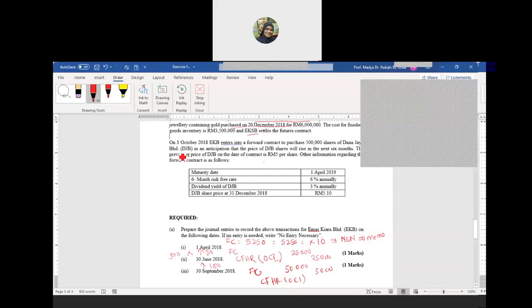Okay, so we try to look at this one. This is a statement without a question, but we just want to calculate the forward price only. We don't know what the question is, because A and B are related to the cash flow hedging. But we just want to try to answer this one, assuming that we want to find the forward price only.